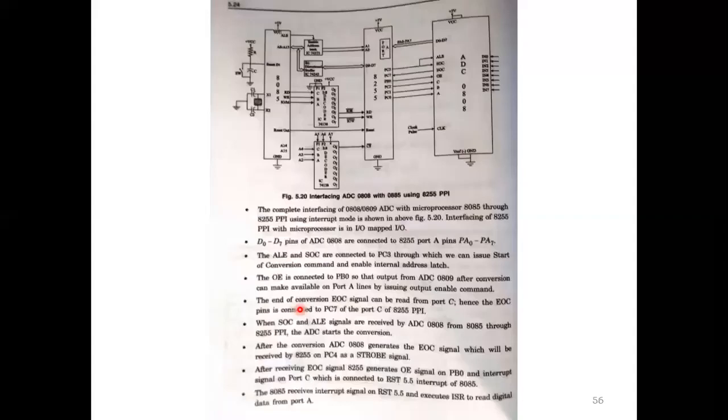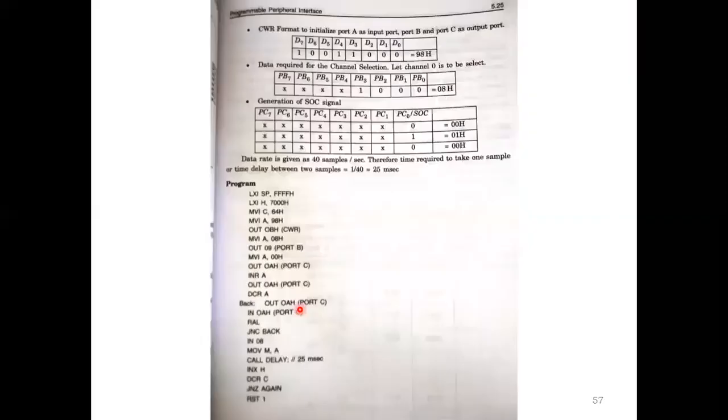So this is the interfacing of ADC with 8085 using the 8255 programmable peripheral interface. This is the program, then the control word format for getting the input port. Here, the CWR format initializes port A as an input port, and port B and port C as output ports. If I send the output as 98, it will produce port A as input, port B and port C as output. Same as the data required for channel selection, like that we are giving the input.